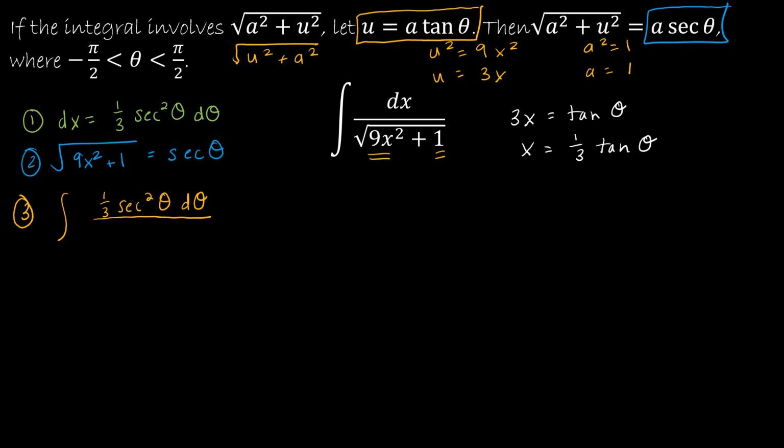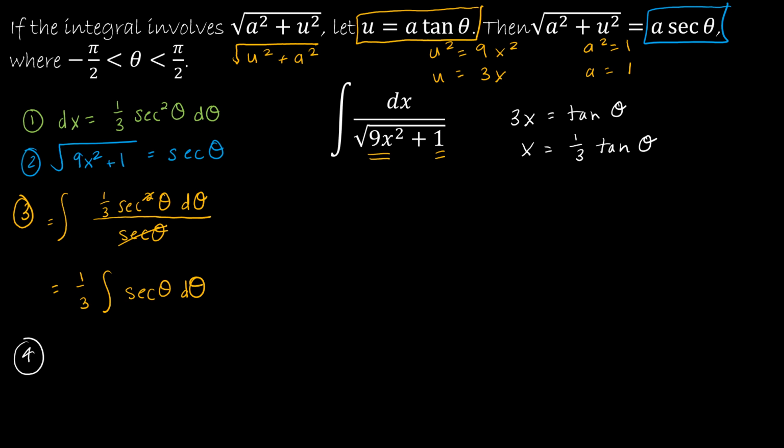9x squared plus 1 is replaced with secant theta, and that's all I have to replace. So now let's continue to reduce. I've got a secant theta and one of the secant thetas in the numerator that cancel. And I'm going to write my 1/3 out front. So I have 1/3, and then I'm left with secant theta d theta. And then I'm just going to integrate.